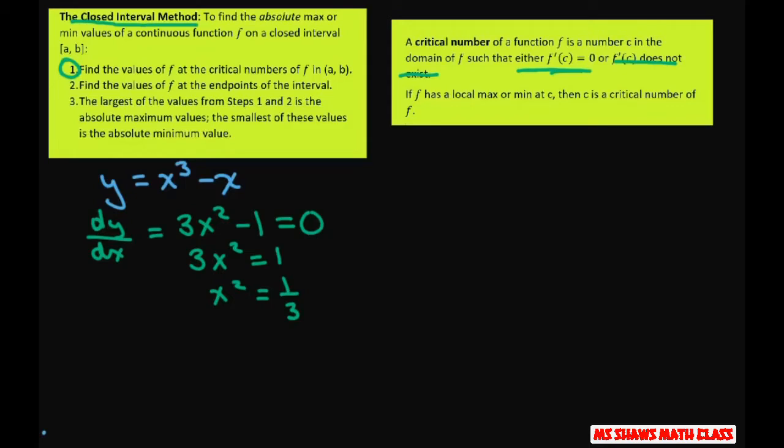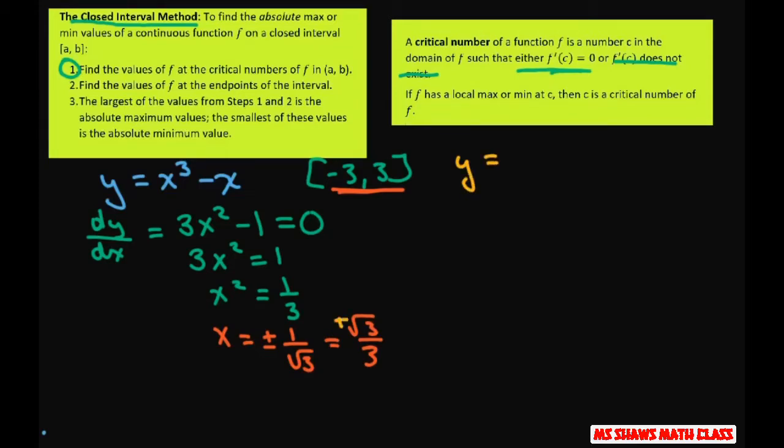and our closed interval is -3 to 3, so let's put that down. You square root both sides, you're going to get x equals plus or minus 1 divided by square root of 3. Or you could say this is square root of 3 divided by 3 if you rationalize the denominator. So both of those values are in this closed interval, so we can test them all. So to find your critical numbers, you plug them back into the original.